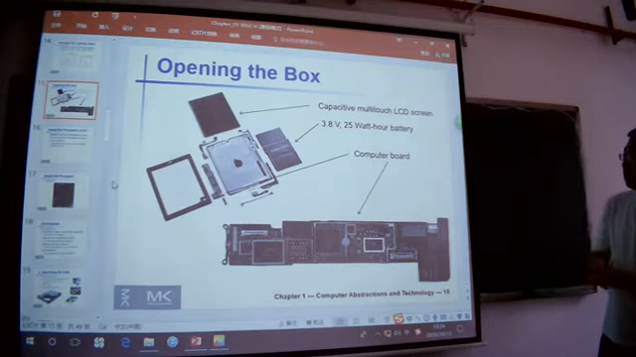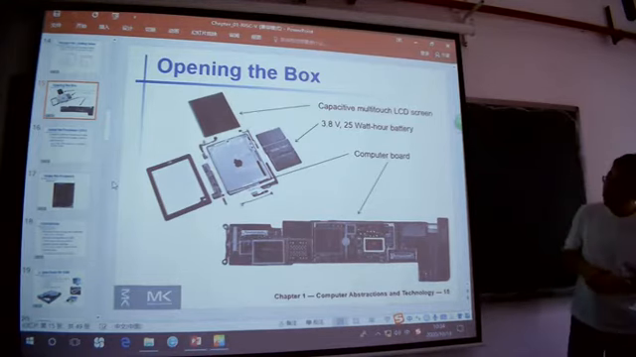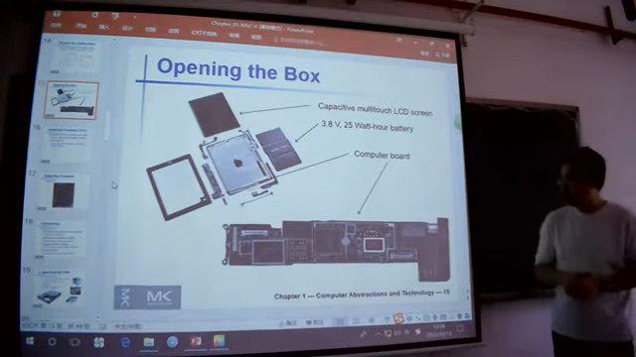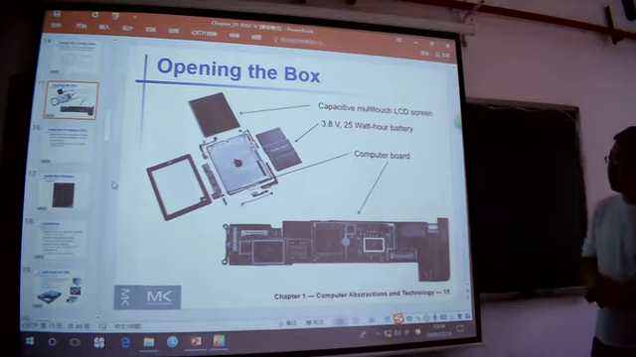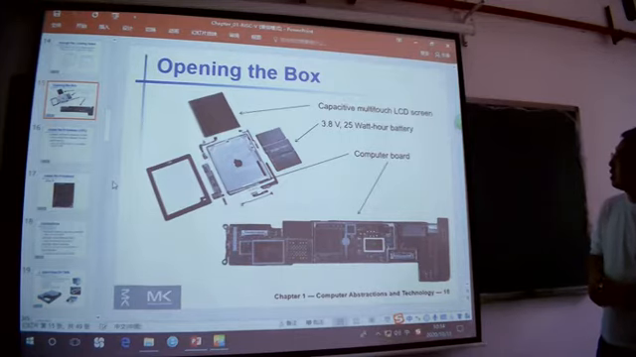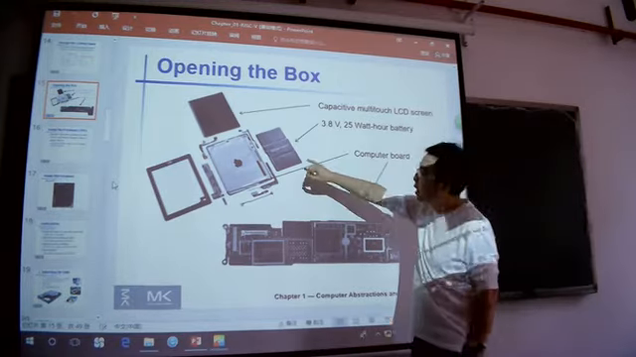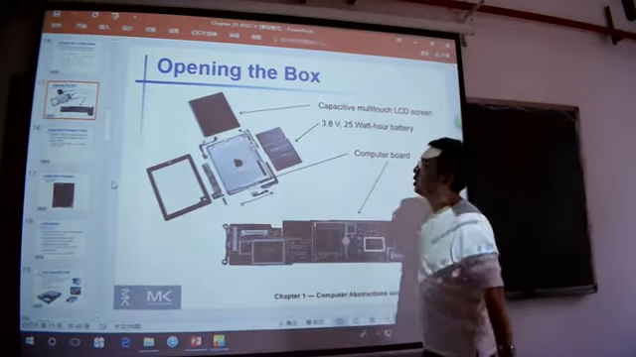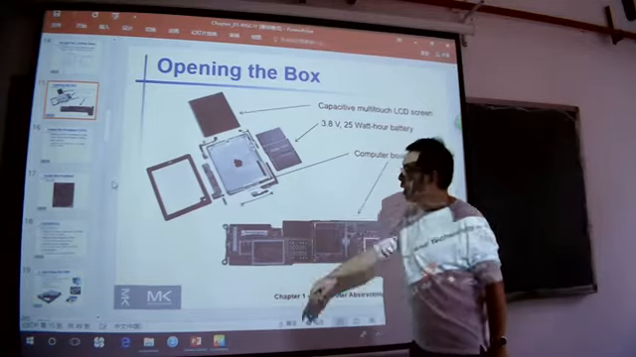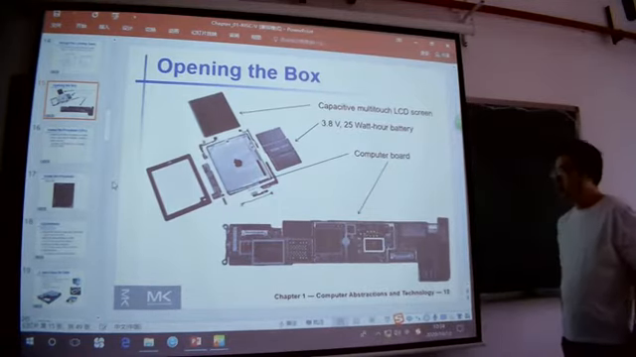In the former class, we studied this. When opening the box, we find the structure of the computer is different in several companies and several computers. We find the capacitive multi-touch LCD screen, as in the former class. This is an iPad from Apple company.